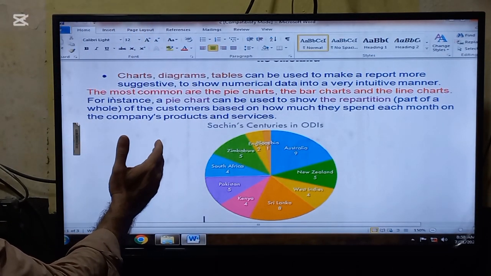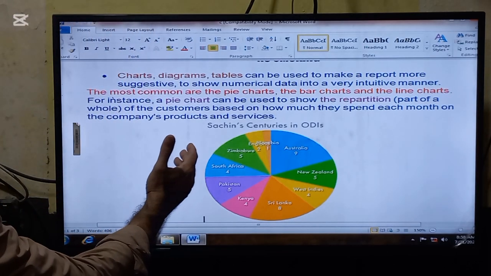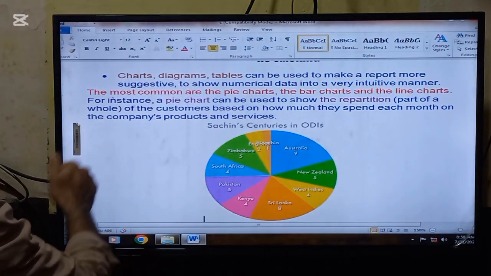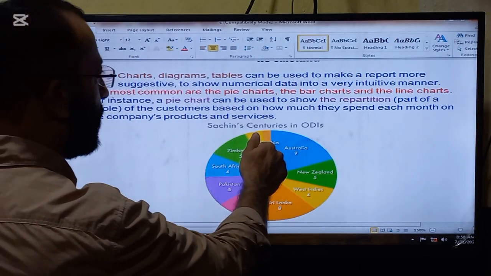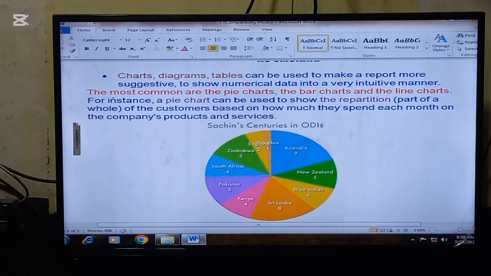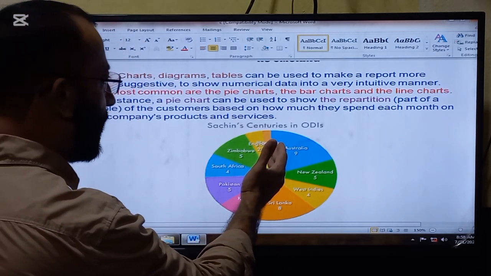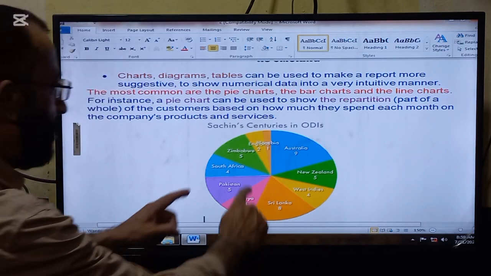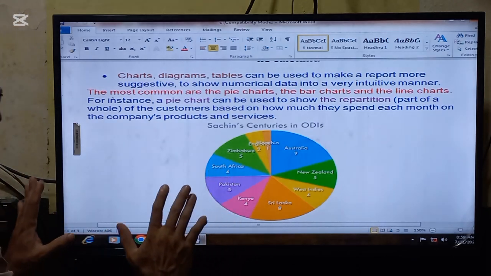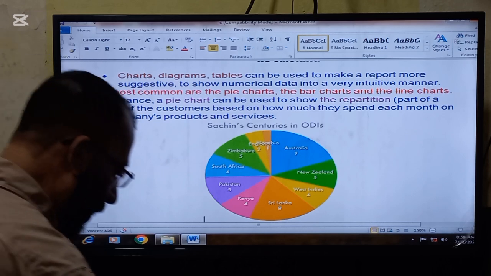The most common are the pie charts, the bar charts, and the line charts. For instance, a pie chart can be used to show the division of a whole of the customers based on how much they spend each month on the company's products and services. For example, here is a pie chart that shows Indian cricketer Sachin's centuries in the ODIs. So here you can see the detail is there. So a pie chart shows a very beautiful and comprehensive way of communicating knowledge or information.